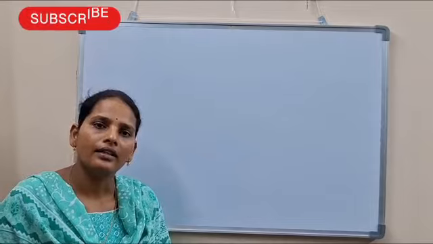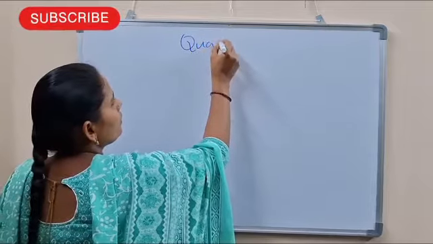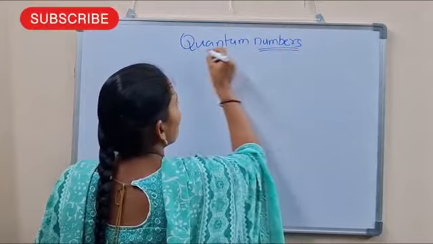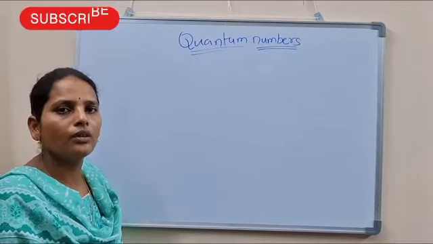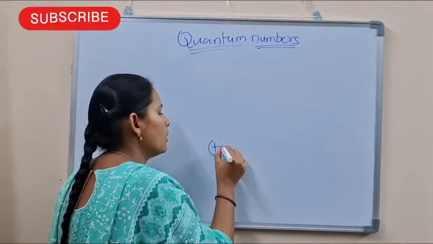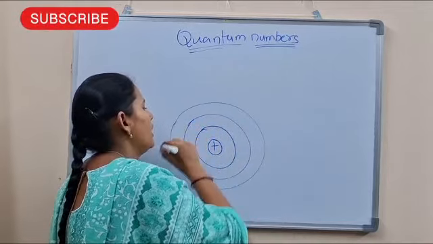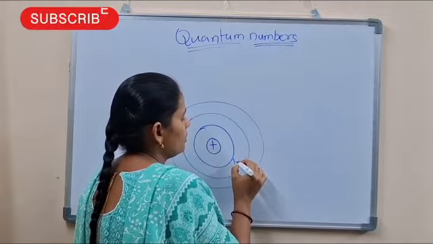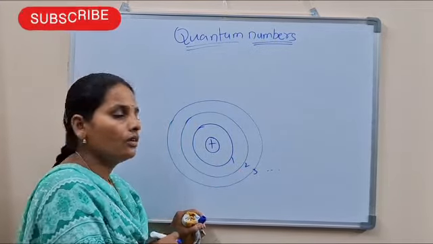In this class, we are discussing the quantum numbers. Today our topic is quantum numbers. Before going to the main topic, let's take an introduction. This is the nucleus. Around the nucleus, many orbitals are there. These are the orbitals, named 1, 2, 3 and so on.